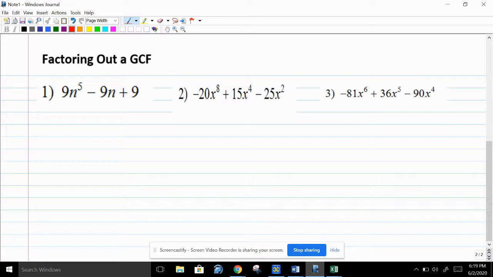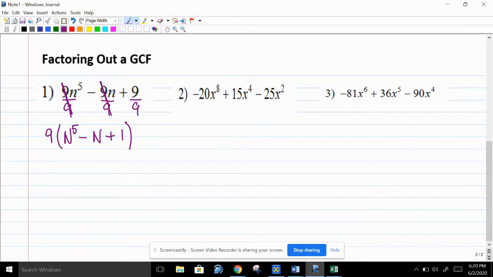So if we look at number one, I started off really easy for you. Each of those terms has a 9 in it, as you can see. So it's pretty easy to see that you're going to be able to shrink this problem and divide all three of those terms by 9. So a 9 goes on the outside. And in each of these terms, the 9 is really just going to cancel. These 9s cancel, leaving you with n to the 5th, minus these 9s cancel, leaving you with an n. And then at the end, you got 9 divided by 9, which is 1.